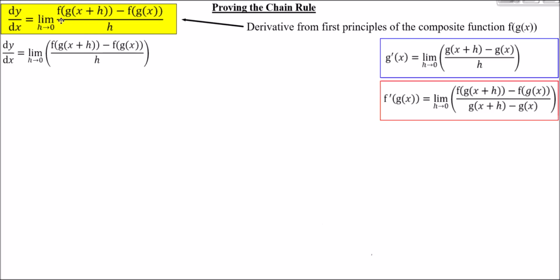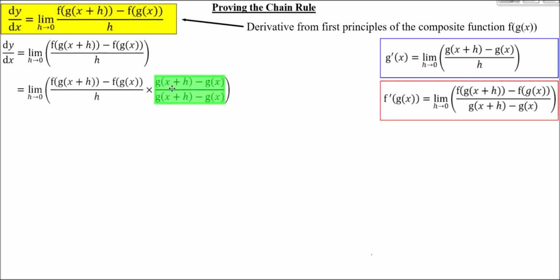So this is exactly the same as what's in yellow. I'll just put big brackets around the whole thing. This here doesn't seem to link to g dashed or f dashed of g of x. What we do here is we make a little hack. What we're going to do inside this limit is multiply the numerator and the denominator by the same thing. We're going to multiply through by g of x plus h minus g of x on the numerator and the denominator.